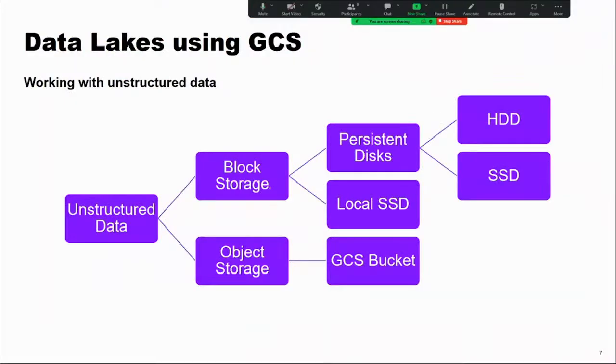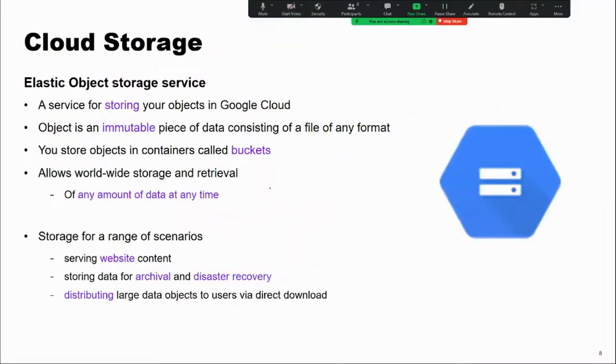Now let us see data lakes using GCS. In Google Cloud Platform, Google Cloud Storage is acting as a data lake. What is that? Let us see now. So this is Google Cloud Storage as a data lake in the GCP. So what is Google Cloud Storage, guys? Let me go to the paint and try to explain it to you one by one.